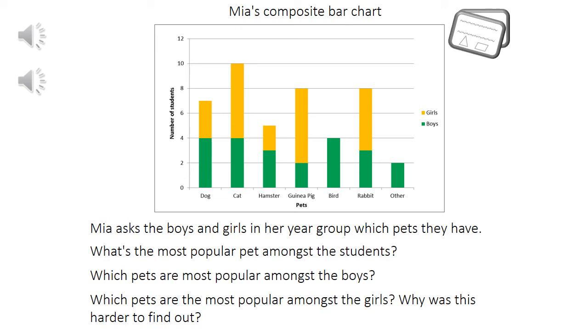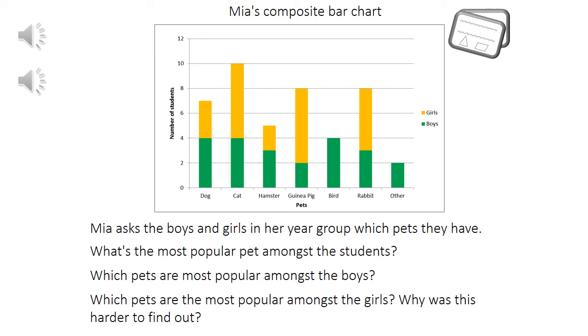A composite chart can be a little bit more difficult to read, but just look at the 2 parts separately or overall as you want to. So for the first question, we want to look at the whole thing. So the biggest bar overall is for cat, so that's definitely the most popular pet amongst the students.